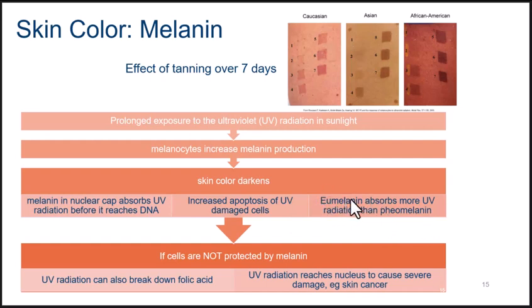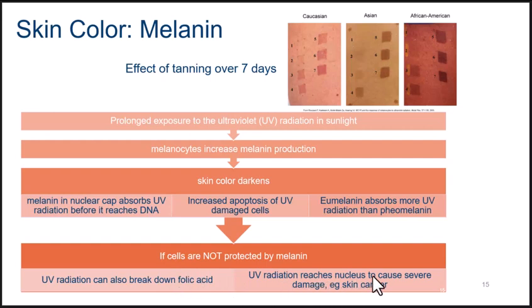Eumelanin, we talked about eumelanin and pheomelanin. Eumelanin is that darker one that would make sense that it would absorb more UV radiation than pheomelanin. Now, if your cells are not protected by melanin, and this is where fair-skinned individuals like myself are more predisposed to this happening, but no one is fully protected, then what the UV radiation will do is it will break down a very vital vitamin called folic acid.